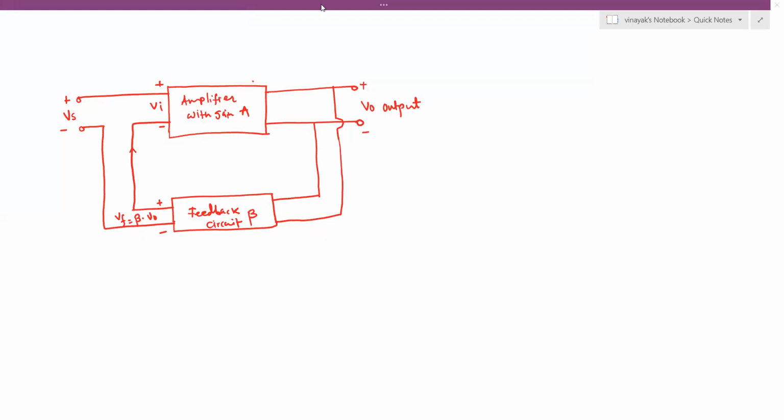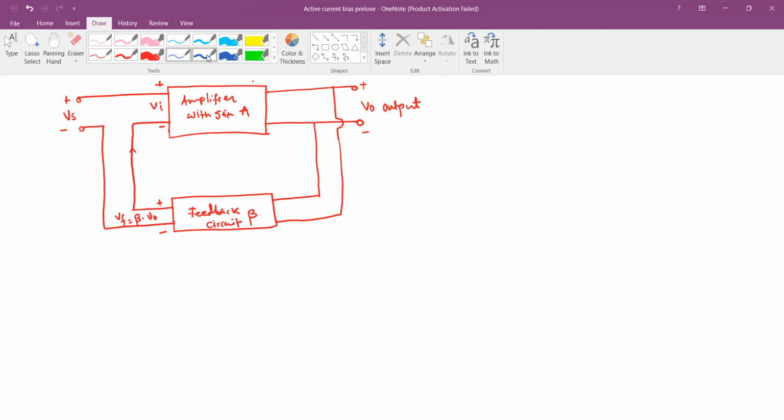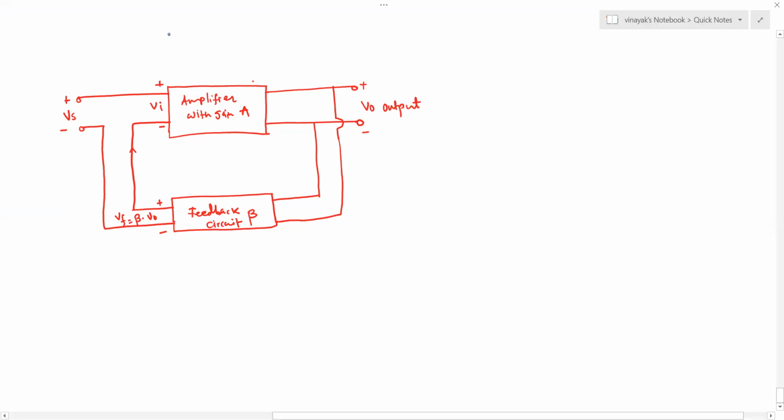Okay, so here is a sample network in front of us, which is called a feedback network or simply a feedback amplifier. So let us analyze what this circuit is, how it works, what kind of feedback it has, and the other details of it.